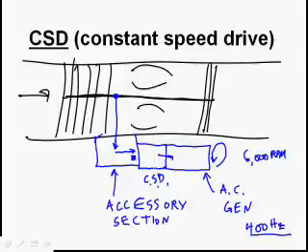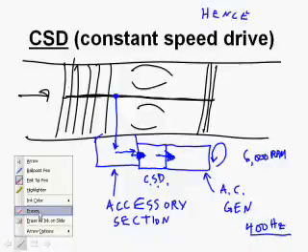So this constant speed drive has to accept a variable RPM from the engine, because we're going to move the throttle back and forth and the engine's going to slow down and speed up. But the constant speed drive has to be able to receive that variable RPM but produce or give to the AC generator a constant RPM, hence the phrase constant speed drive. And it effectively does this.